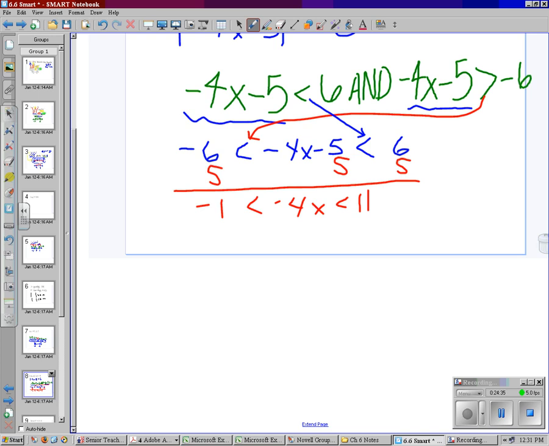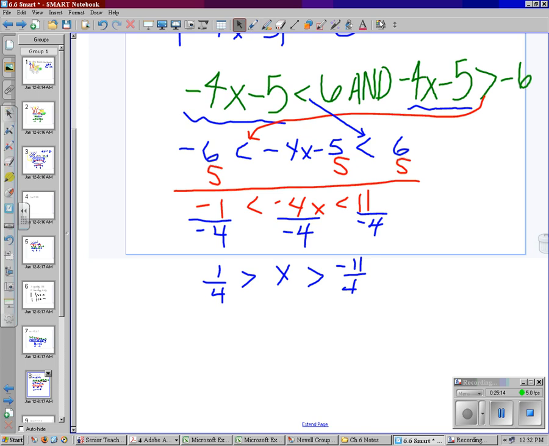Okay. Now what do we do? Quitting is not an option. What do we do next? Cecilia. Divide everything by a negative 4. Okay. What happens when we divide by a negative, ladies and gentlemen? The sides flip, that's right. So a negative divided by a negative is a positive. So I have positive 1/4 greater than x greater than, what's the other number? Can I have an improper fraction? You bet, negative 11/4.